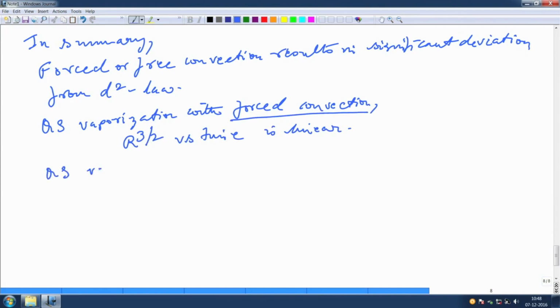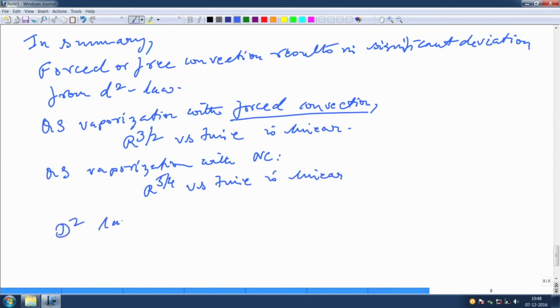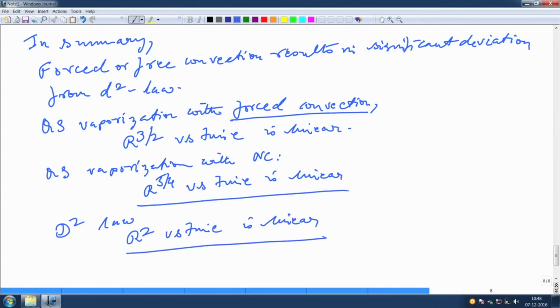For similar quasi steady vaporization with natural convection, NC results in r to the power of 5 by 4 versus time being linear, right. In the case of the d square law, we know that r square versus time is linear, is not that so? So, this is r to the power of 5 by 4, this is r to the power of 3 by 2, right. So, there is a significant deviation from the d square law.